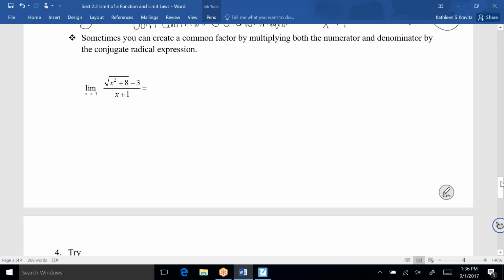So if you're looking at this example here, there's nothing for us to factor, and there's really no algebra for us to do, like there's no fraction for us to try and simplify. But we have this radical here, and we're going to multiply by the conjugate radical expression. So the conjugate means that we're going to do the opposite. So if we're starting with something that's addition, we're going to write subtraction, and if we're starting with something that's subtraction, we're going to write addition. So the opposite. And we're going to look at the radical expression. So our radical expression is that square root of x squared plus 8, and then we have the minus 3 in the numerator.